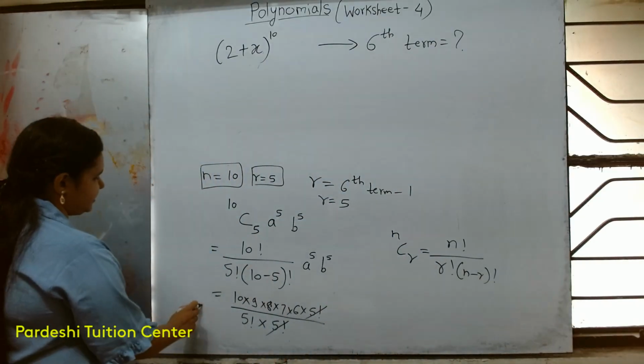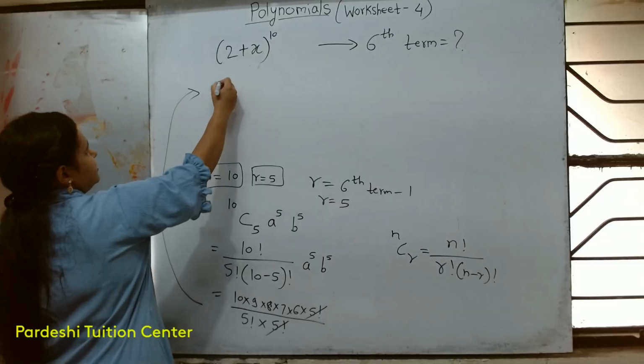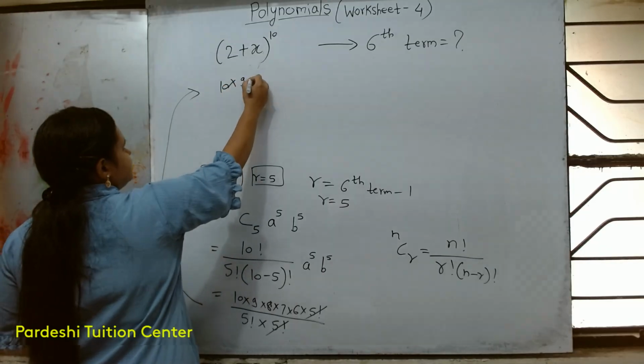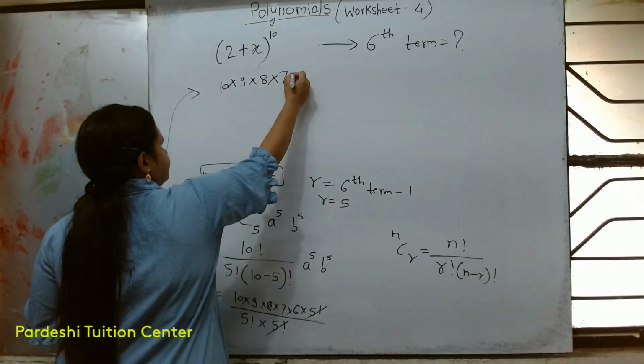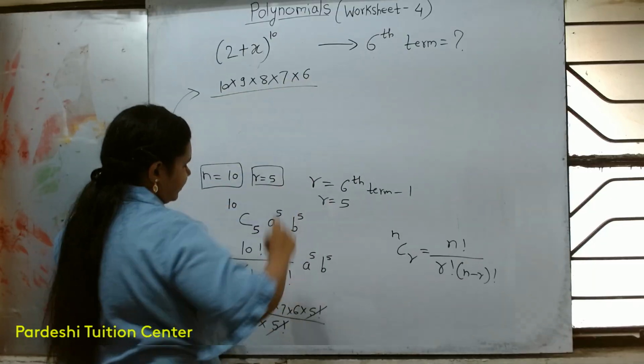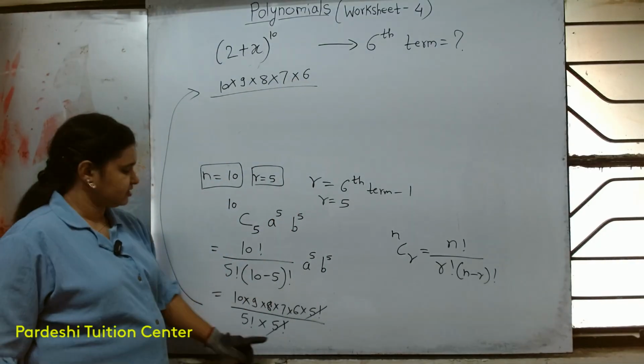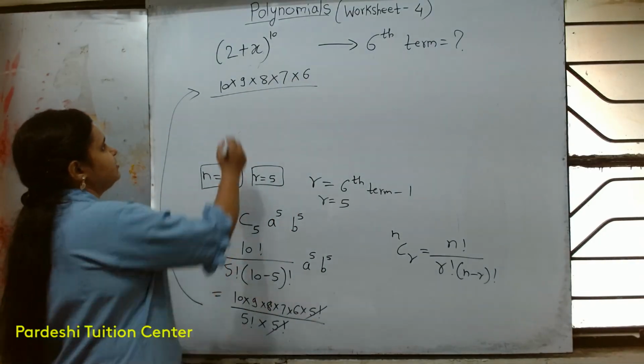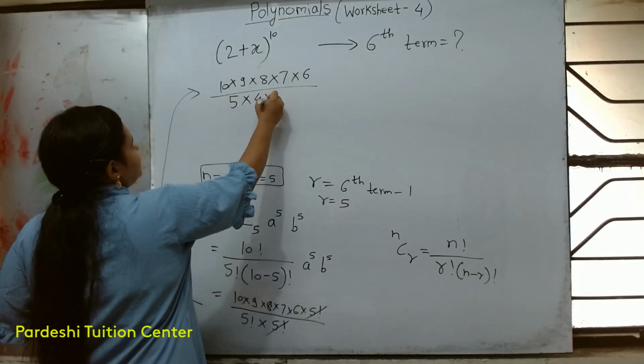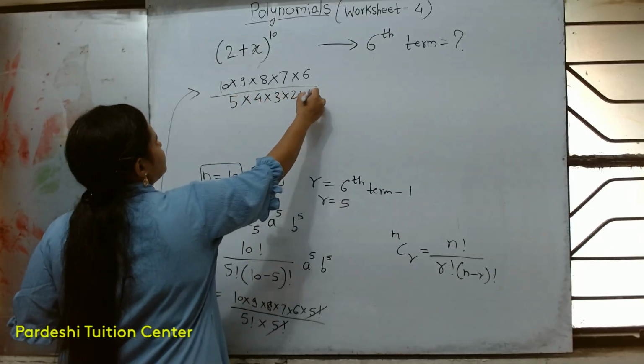And what we will get? It was 10 into 9 into 8 into 7 into 6, and 5 factorial and 5 factorial got cancelled. Now 5 factorial is remaining. So I can write 5 factorial as 5 into 4 into 3 into 2 into 1.